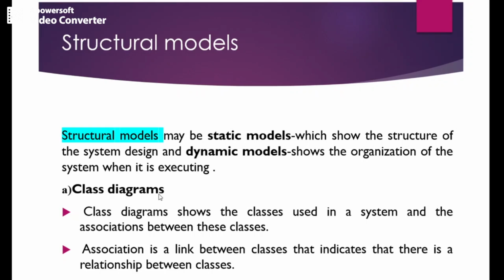One is the class diagram. So you know what is a class? Collection of objects. The class diagram will mainly show what all classes are used in your system. That is one thing. And also it will show the association between these classes. Association means the type of relationship between these classes. So association is a link between classes that indicates that there is a relationship between them.